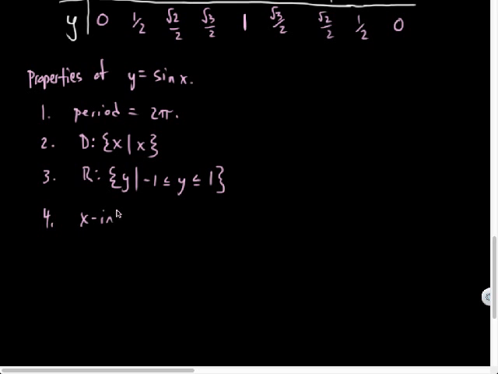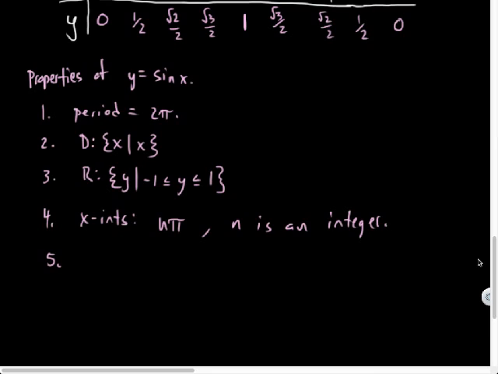x-intercepts occur at all, I guess I'll call it n pi, where n is an integer. All right, and we'll have n pi is where that's occurring.